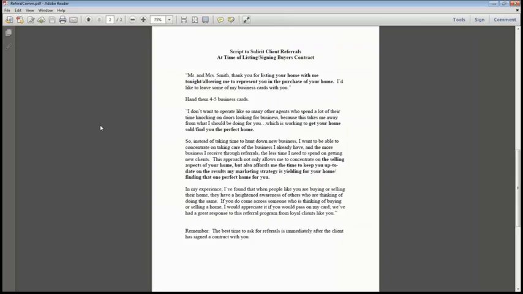Instead of running out of the house as soon as you get the buyer agency agreement signed, or the listing contract signed, spend 5 minutes. If you ask people for help, guess what? They're more than happy to help you if you did a good job for them. What do we call this? The law of reciprocity, right? I'm nice to you, you want to be nice to me.